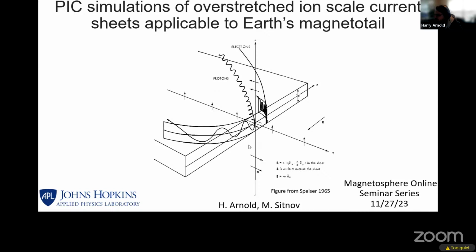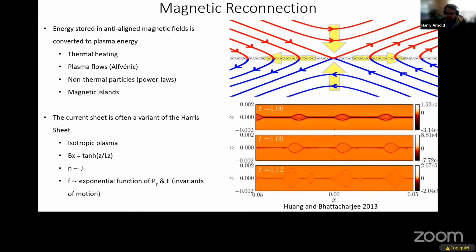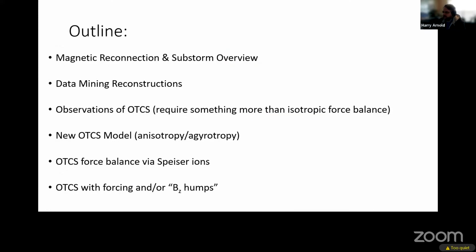You have your curved magnetic field like the magnetotail, and the protons and electrons gyrate around until they enter the current sheet, where they orbit around the normal component of the magnetic field, and their orbits often look something like this. So this is the Speiser orbit, and we'll come back to this in the future. Let me move on. I skipped a slide. Okay, there we go.